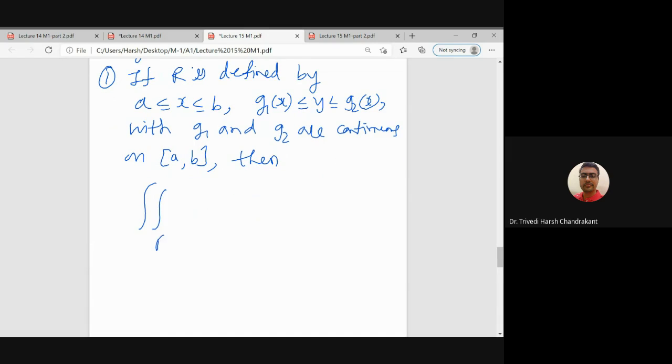So then the integral over R of f(x,y) dA, this volume, will be written based on this region condition. So that is x from a to b, y from g1(x) to g2(x), f(x,y) dy dx.